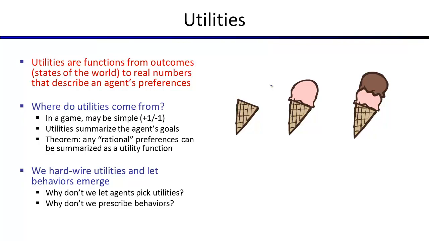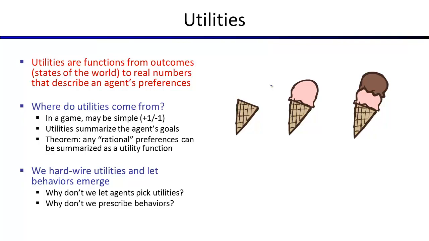The flip side is, why don't we just tell it what to do? Why don't we tell it, go left and then go right and then go left again or something like that? That's because the utilities are, in some sense, easy to specify. Pick up the dirt. Don't create more dirt, that kind of thing. But the actual behaviors are going to depend on the context. And so we want computation to give rise to the behaviors from the specification of the utilities.